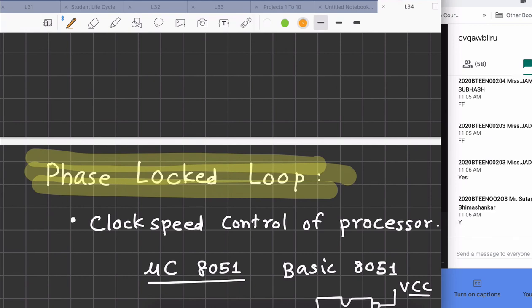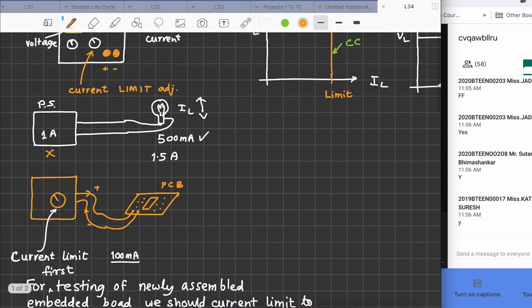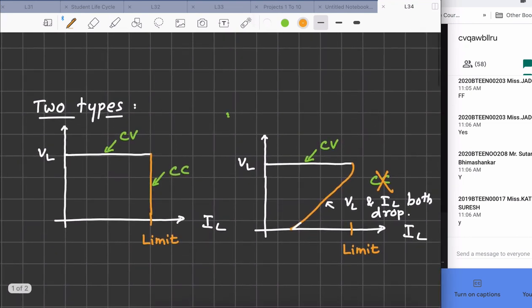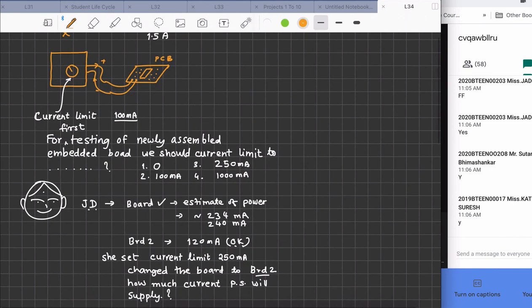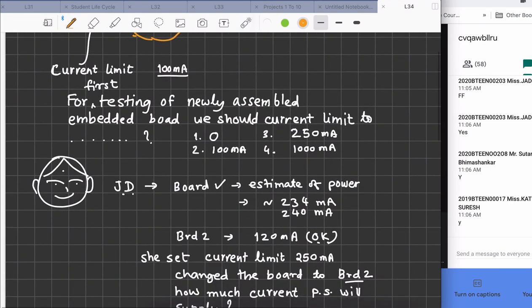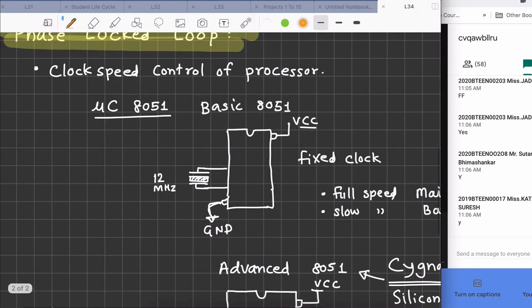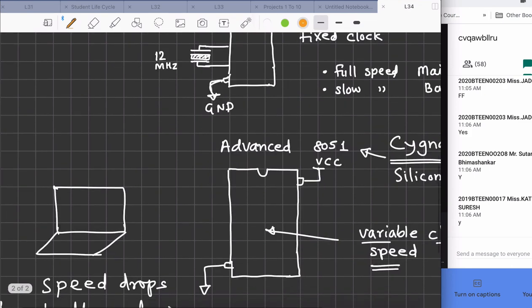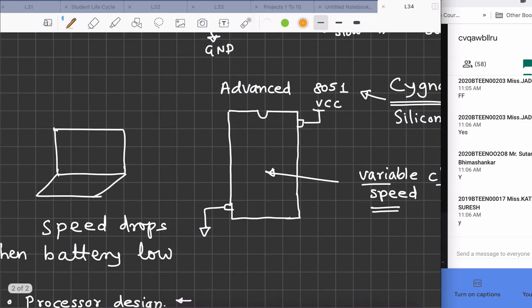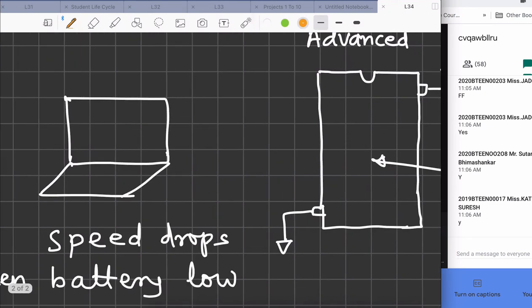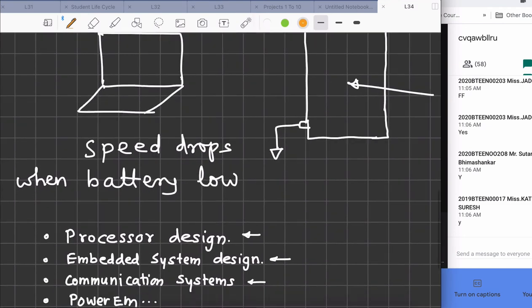Okay, so today we tried to understand what is current limit. Current limit has two types: constant current mode, constant voltage mode, and current and voltage dropping mode. Then we understood the importance of current limit for testing of embedded boards, and then we started phase lock loop. We took an example of 8051 which doesn't allow us to change the frequency. Advanced processors allow variable speed operation. We took an example of one PIC controller where we found a PLL on the chip.